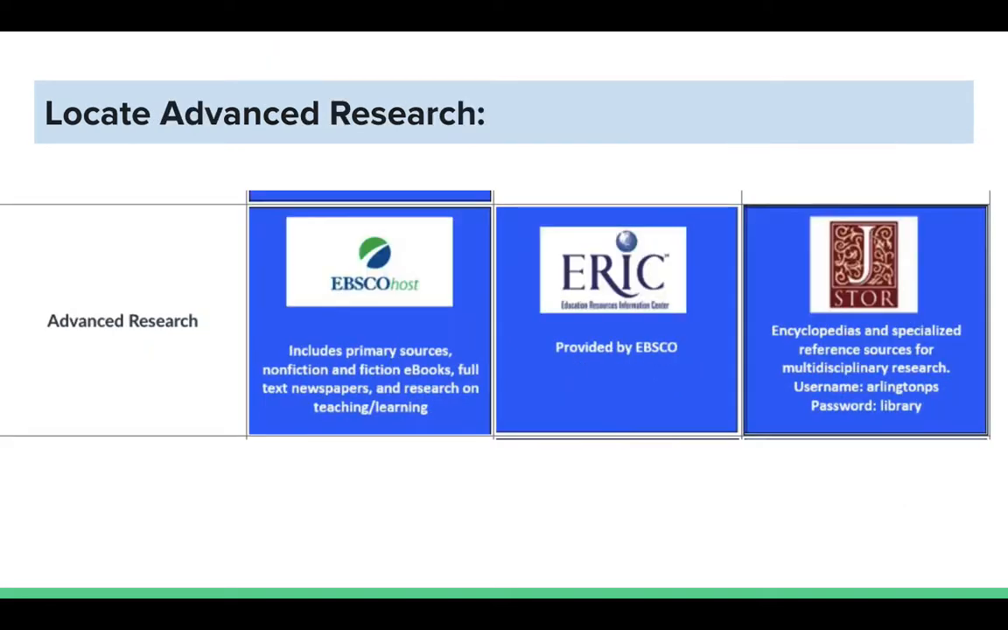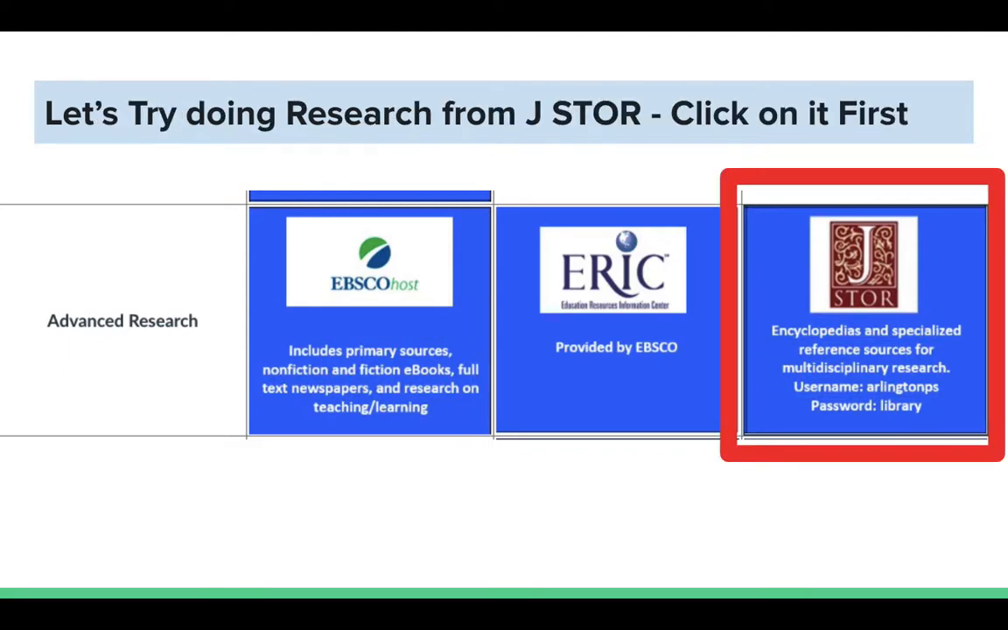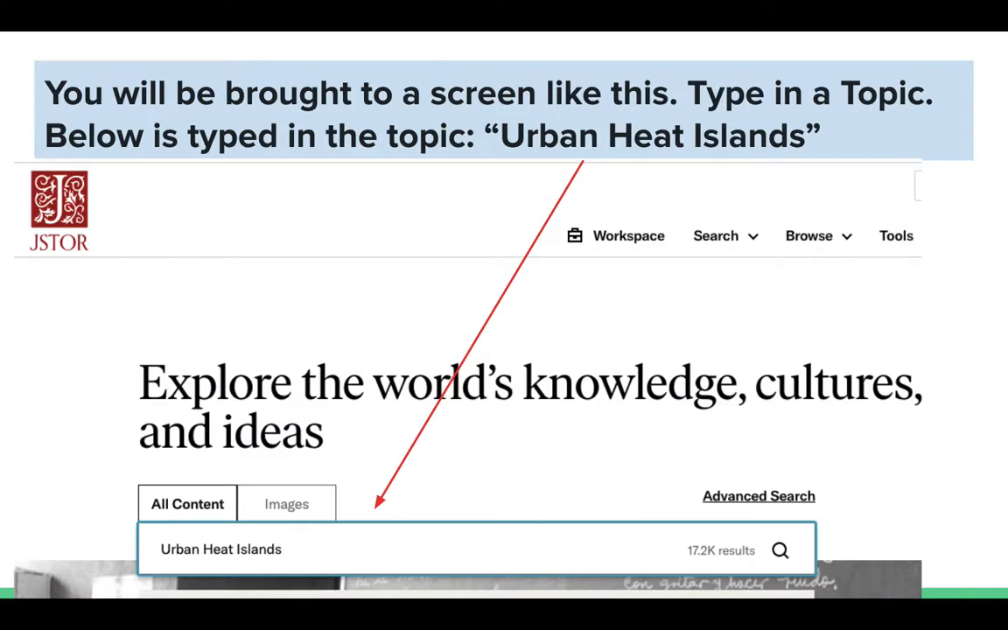And also the advanced research, particularly JSTOR, is a very good one. And we're going to go through an example with JSTOR right now. So if you click on JSTOR, you will get a screen like this. You'll be brought to a screen like this, and you can type in a topic you're interested in.